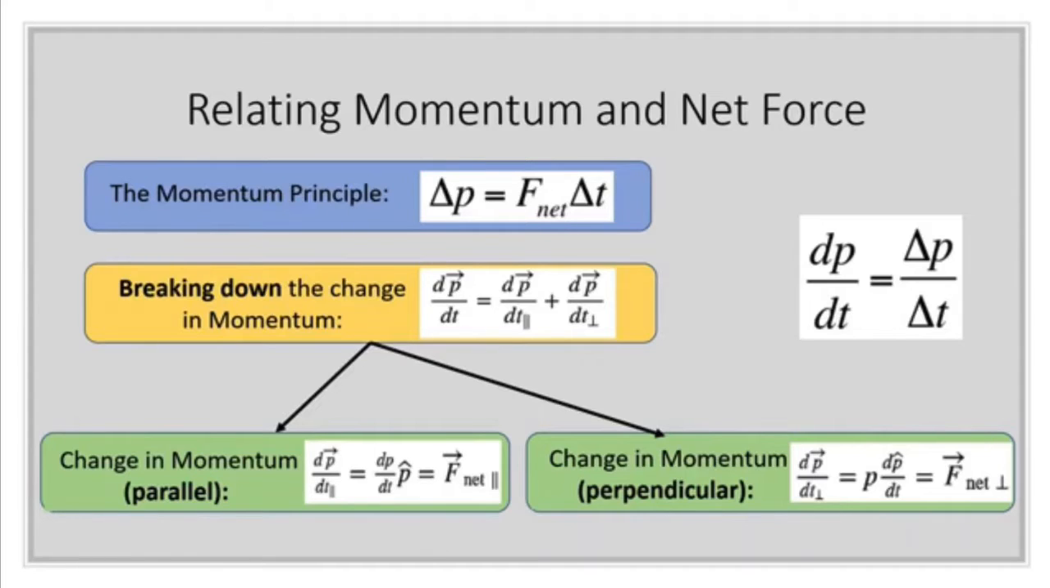This is helpful because dp/dt parallel tells us if the system's speed is either increasing or decreasing, and dp/dt perpendicular tells us if there is any change in direction in the system's momentum that will lead to a curvature that we would see later in the lab.